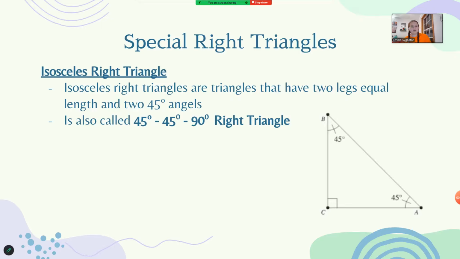As you can see in the diagram right here, there is both a 45 and a 45 and a 90-degree angle. See that the 45 and the 45 are congruent, they're exactly the same, which means that the legs would be exactly the same. The only thing different would be c.